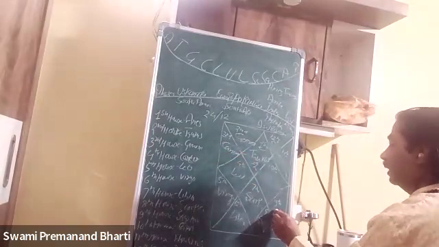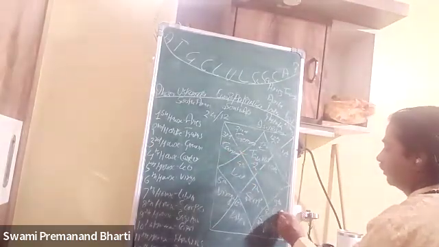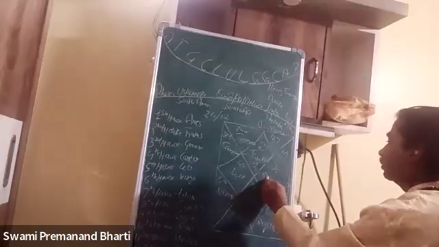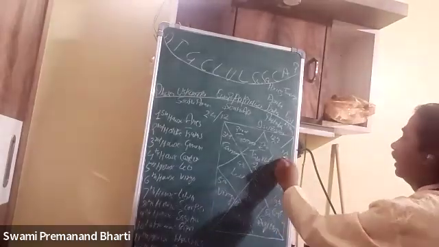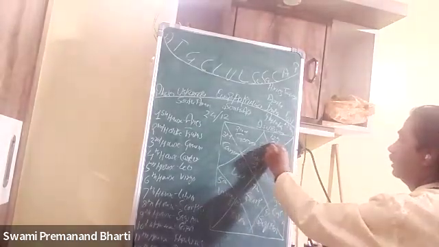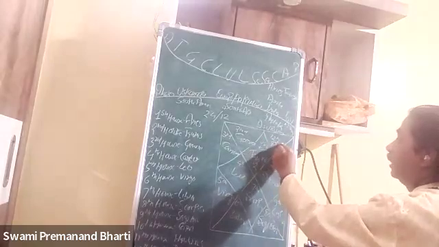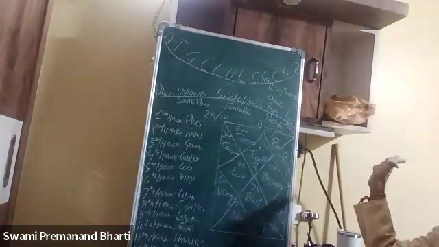And ninth house will have Capricorn. 10th house will have Aquarius. And 11th house will have Pisces. And 12th house will have Aries. So in the earlier chart, Aries was in the first house. Now it will shift to the 12th house.